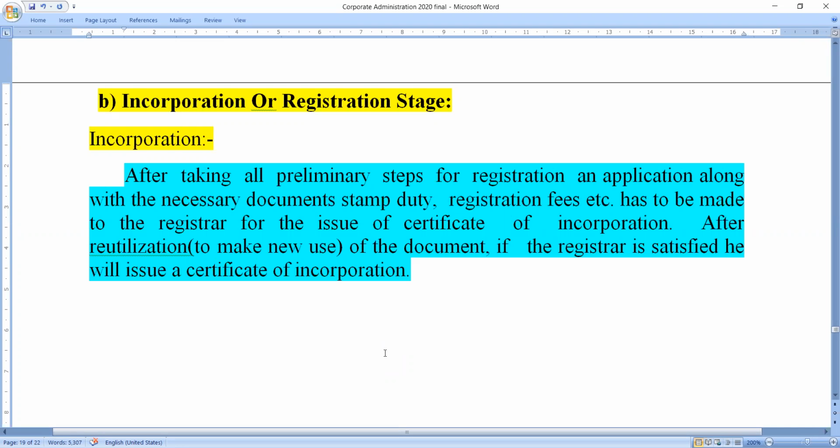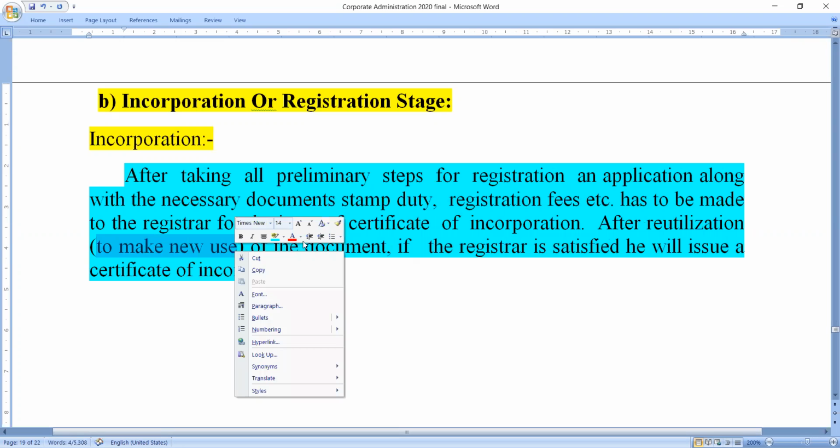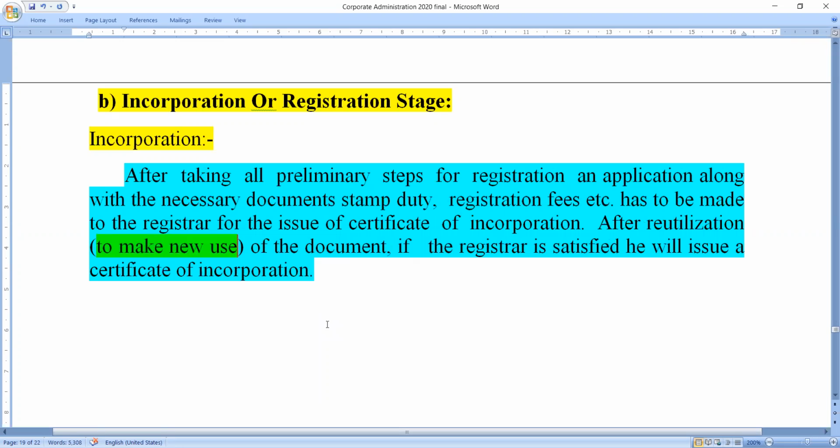That certificate is called incorporation after the reutilization. Reutilization means, as given in the bracket, to make new use. So to make new use is called reutilization of the document. If the registrar is satisfied, he will issue a certificate called certificate of incorporation. It means incorporation, and it is also called the registration stage.